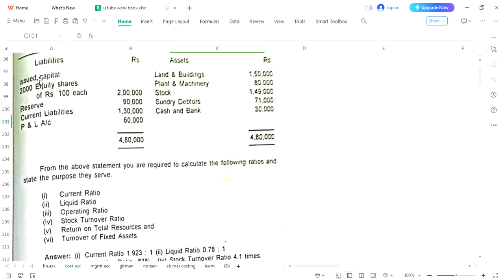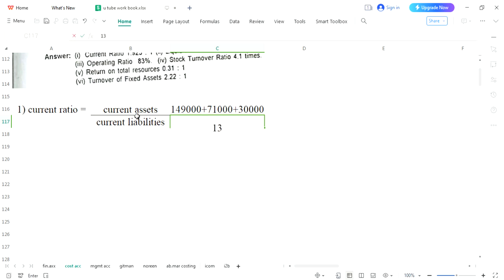On the left side, these are liabilities: capital, reserve, current liabilities and profit and loss account. Please underline this account. Whenever you see this account, it means it is accumulated profit related to previous years as well. So this profit and loss account is also for the longer period of time. Reserve and capital, we have already understood, these are long term. So the only current liabilities provided over here is 1,30,000. Just put it out. In this way, we have completed our list of current assets and current liabilities.